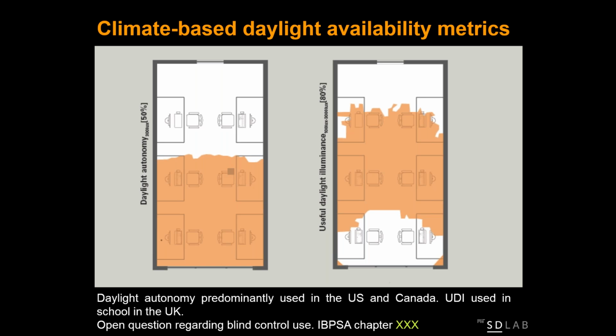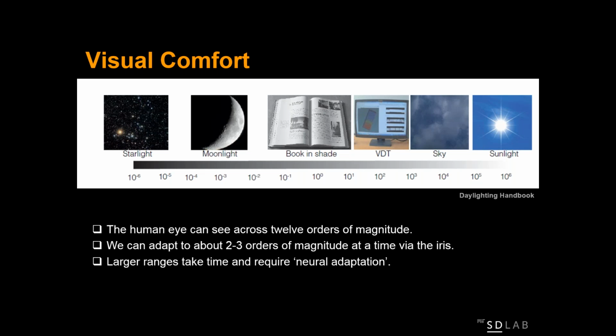Right now, versions of daylight autonomy are used by the LEED Green Building Rating System in the US as a possible compliance path. And my understanding is that UDI, useful daylight illuminance, is used in certain school programs in the UK. So this gives us an idea of how we model daylight within buildings and how we get a sense of daylight availability over the course of a year in any building on Earth.